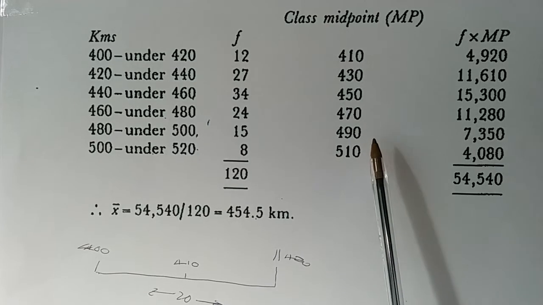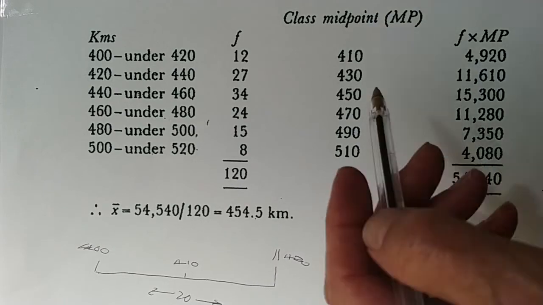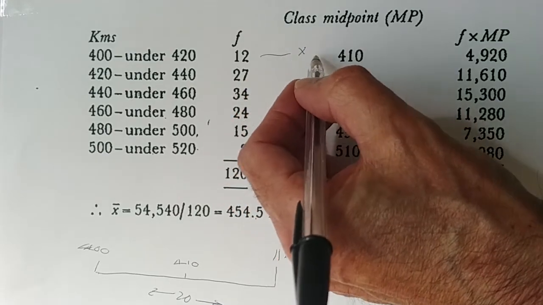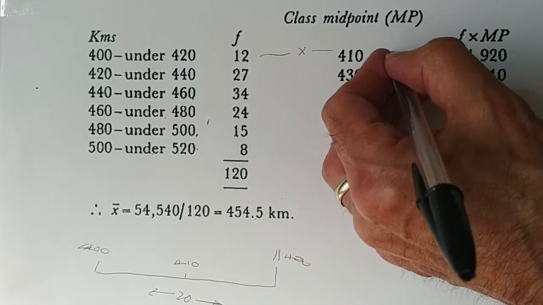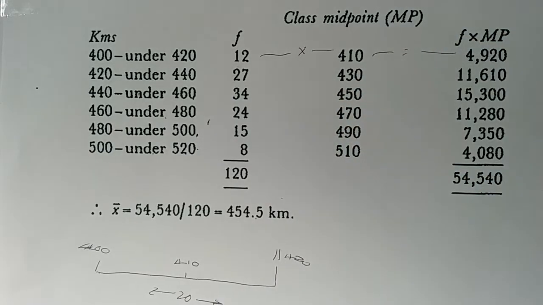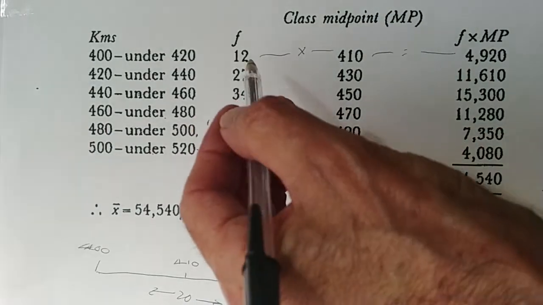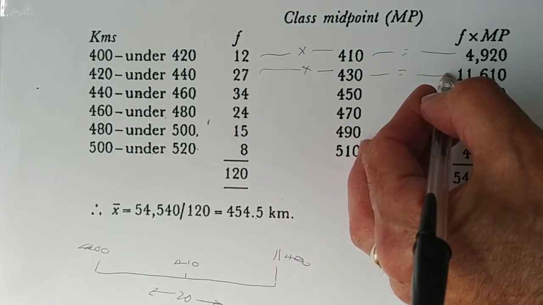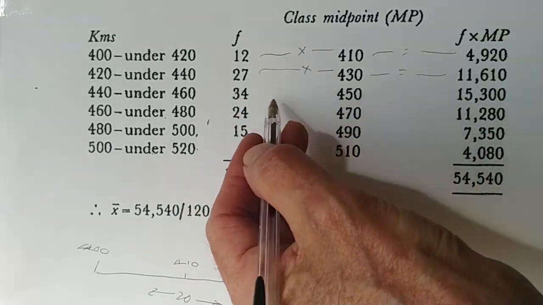What we're then going to do is take these 12 items here and multiply it by this midpoint, which represents all the 12 values in there, and that therefore equals 4,920. You can take it from me that that calculation is correct. And then what we do in each of these classes is we take the 27, multiply that by the 430, which gives us that amount. We must multiply the 34 by the 450 that way, and so on and so forth.